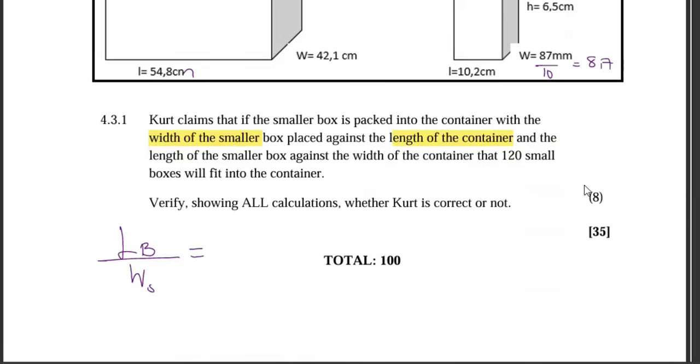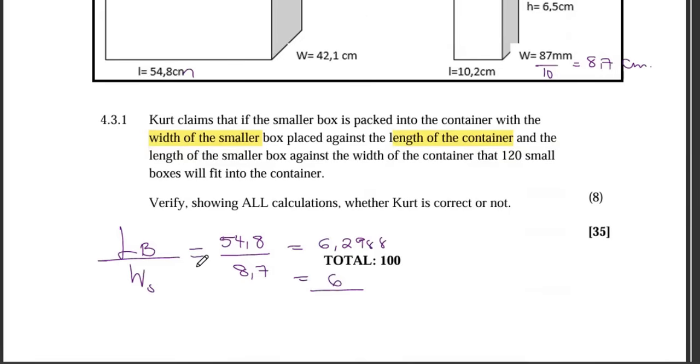So we shall say the length of the bigger box, which is 54, divided by the width of the smaller box, which is 8.7. Here you end up having how many boxes? Let's see. You get your answer 6.298. Remember what we said, we round down. So these are 6 boxes on the long side.